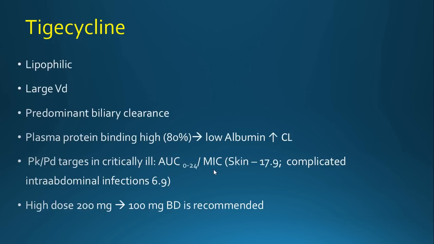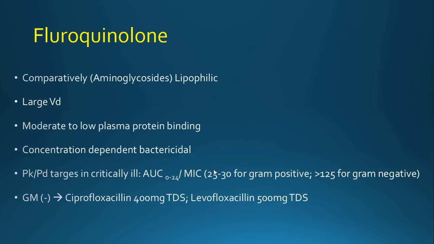And typically, in a nutshell, in clinical practice, what I come to conclusion is that most of the time we should follow this dose rather than 100 stat and 50 BD, especially when the patient is critically ill. If the patient is normal, otherwise you can. Fluoroquinolone, again, is comparatively lipophilic. The target is AUC by MIC, and for gram positive it requires less dose, but for gram negative it is higher. So just a simplified version: if gram negative is there, your ciprofloxacin should be 400 TDS, not 200 TDS, and levofloxacin 500 BD to TDS. That is the dose.